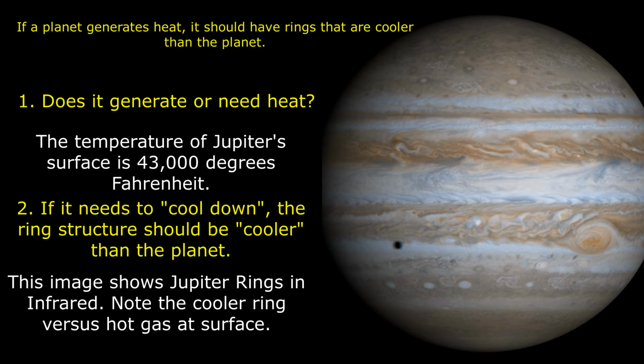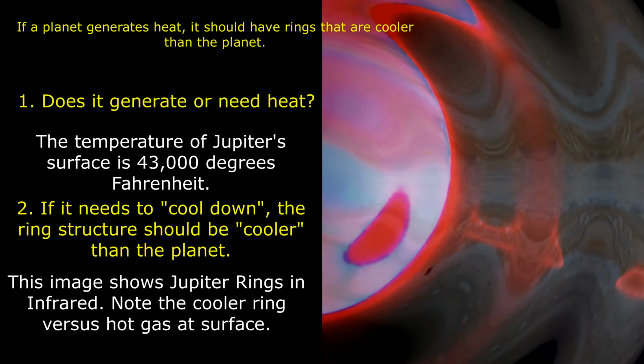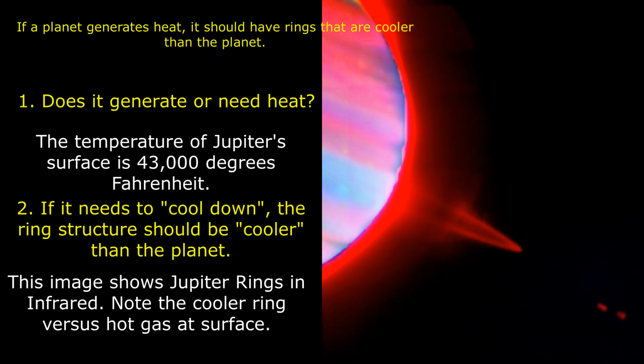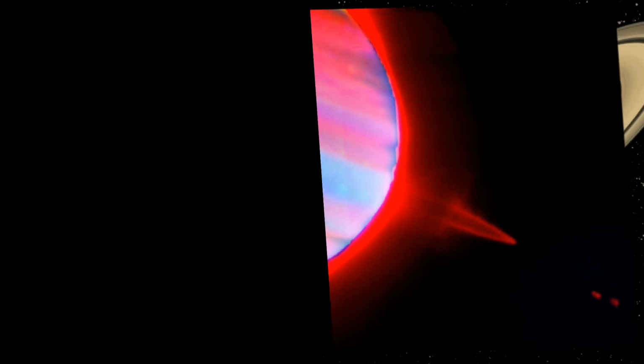So the best thing we're going to do is look at an infrared image of Jupiter and the rings and see if the rings are indeed cooler or warmer than the planet. And here we go, and we can see the rings are cooler than the planet. The planet's getting quite a lot of heat there, but the ring structure, it's hard to see, but it's cooler than the planet. So Jupiter's using it to cool down.